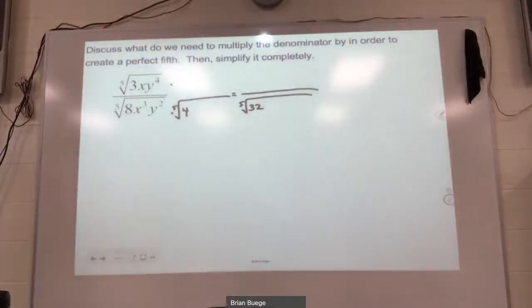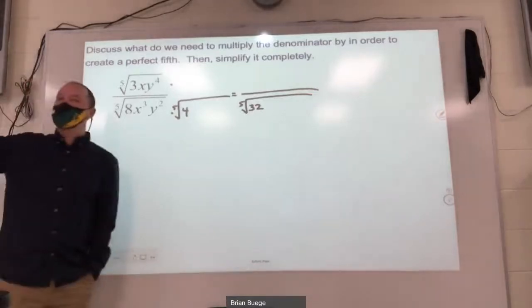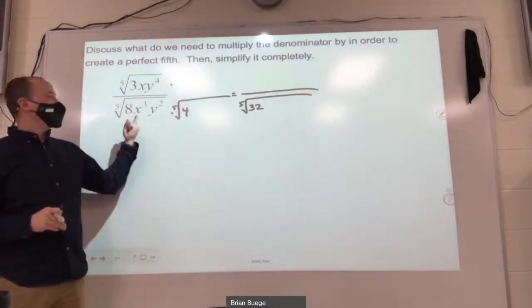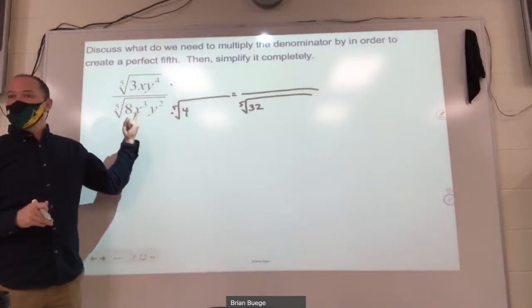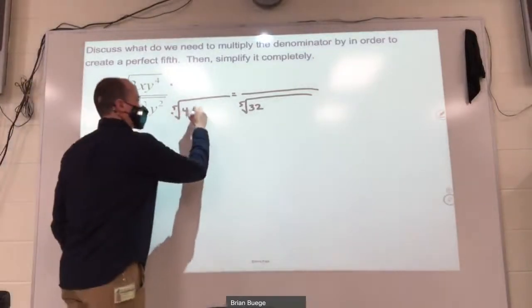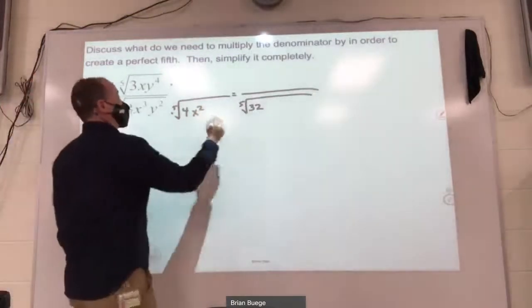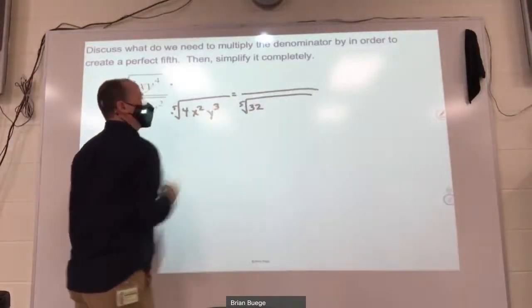Okay? So that's kind of, if you have the end result in mind, here's what I want to get to, then it helps guide you on how to get there. How many more x's do I need? Yep, so we're going to multiply by x squared. How many more y's do I need? Y to the third. Okay?